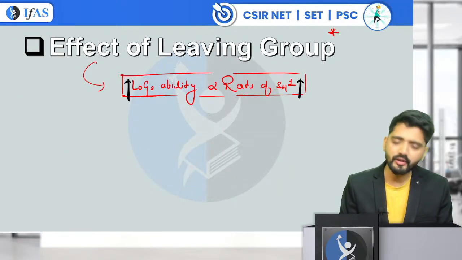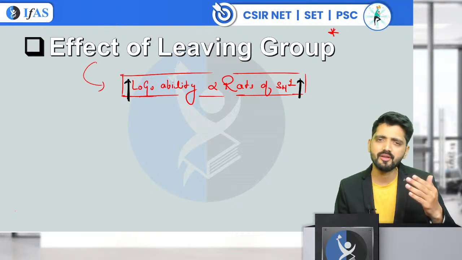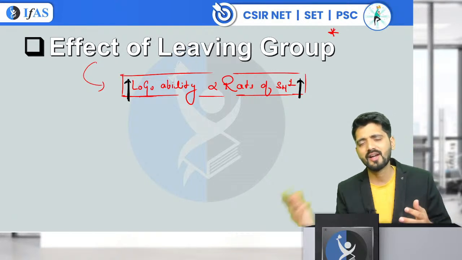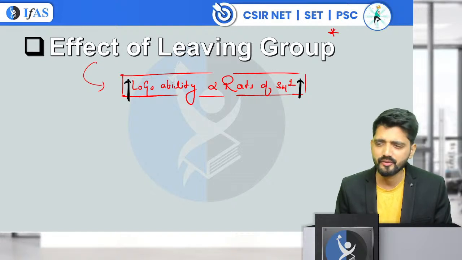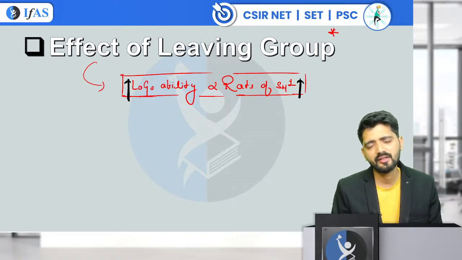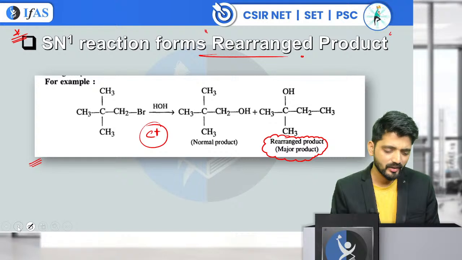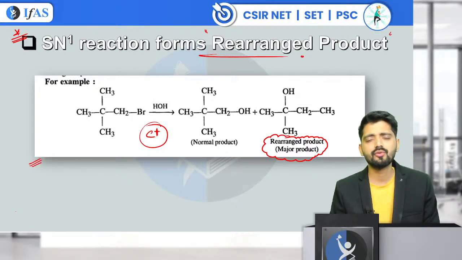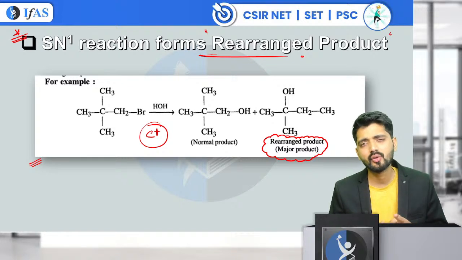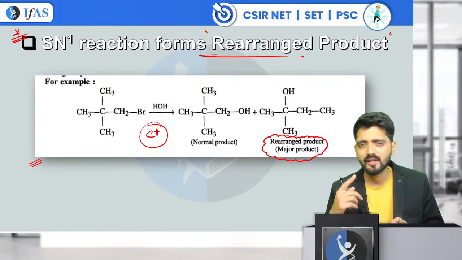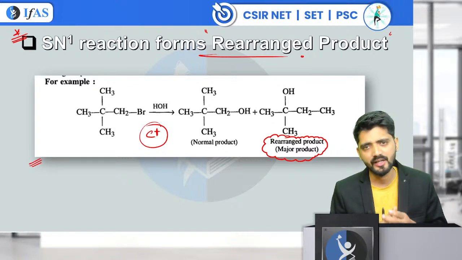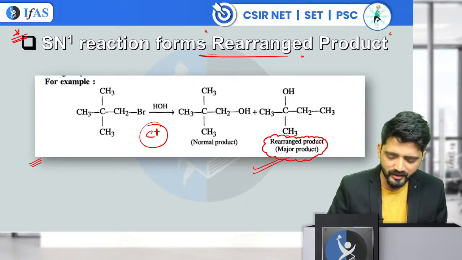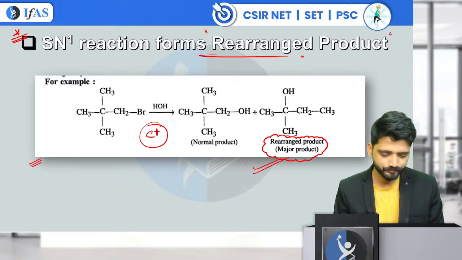The effect of the leaving group can also affect the rate. Let's suppose you have two leaving groups; the one which leaves at a faster rate will have the higher rate of reaction. This can also be a factor in deciding the rate of an SN1 reaction. Then always remember, an SN1 reaction forms a rearranged product. So it's our responsibility whenever we form a carbocation, if it can undergo ring expansion, we will do that. If it can undergo hydride shift, phenyl shift, or methyl shift, then it's our responsibility to do the rearrangement. That's why the rearranged product is always the major product.